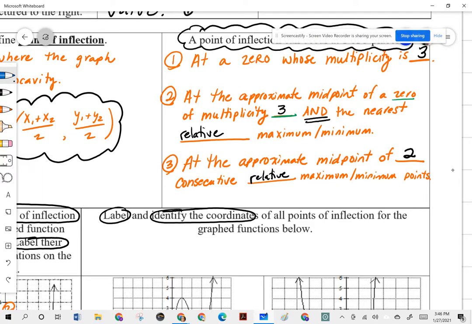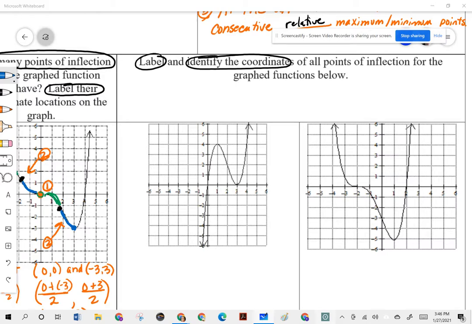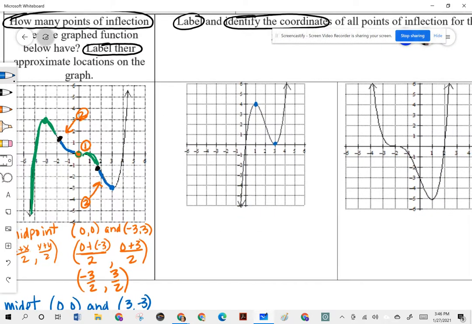It says at the approximate midpoint of 2 consecutive relative max or mins. So I look at this and I see max and min, so I need the midpoint of those. So let's take a look at that. So I've got (1, 4) and (3, 0). So the midpoint is going to be 1 plus 3, which is 4, over 2, and then 4 plus 0 over 2. So I get the point (2, 2).